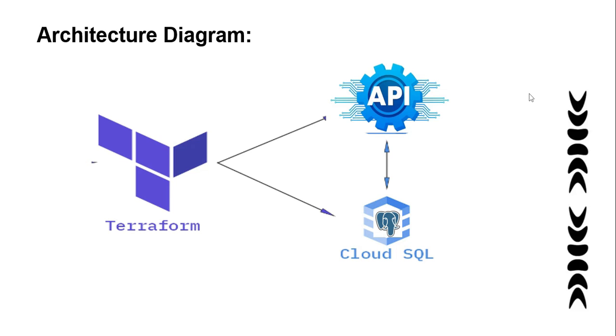Architecture diagram. In this video, I'm going to provision Cloud SQL Postgres through Terraform. First, I'm going to enable the APIs. After that, I'm going to provision Cloud SQL. This is the model I'm going to cover in this video. So we'll move to Visual Studio Code and see the Terraform code one by one.